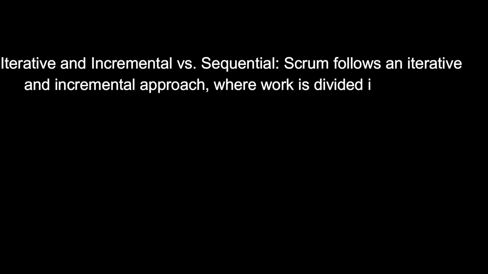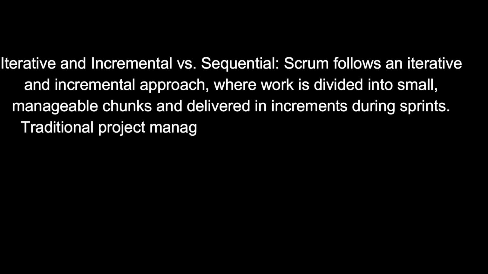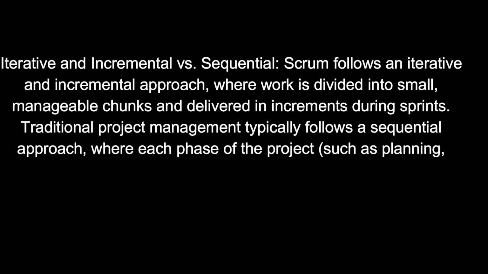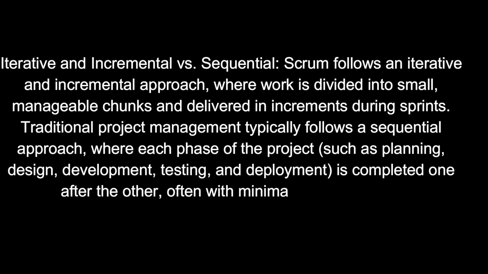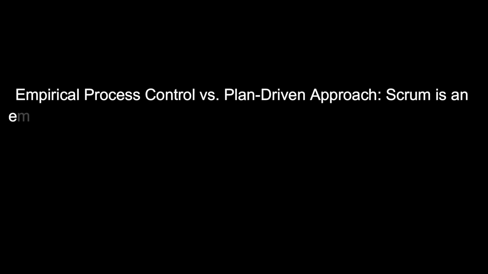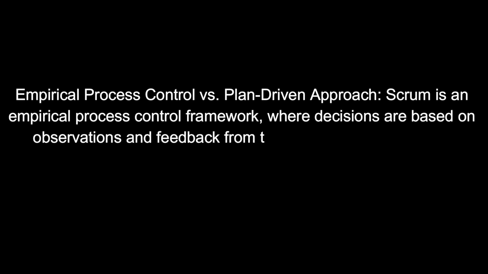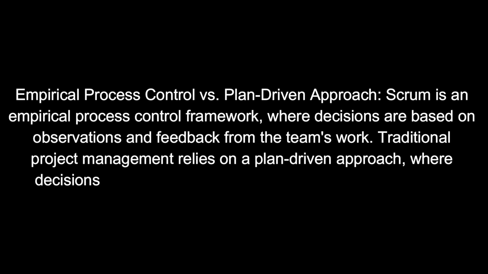Iterative and incremental versus sequential. Scrum follows an iterative and incremental approach, where work is divided into small, manageable chunks and delivered in increments during sprints. Traditional project management typically follows a sequential approach, where each phase of the project, such as planning, design, development, testing, and deployment, is completed one after the other, often with minimal feedback loops. Empirical process control versus plan-driven approach. Scrum is an empirical process control framework, where decisions are based on observations and feedback from the team's work. Traditional project management relies on a plan-driven approach, where decisions are based on predetermined plans and processes.